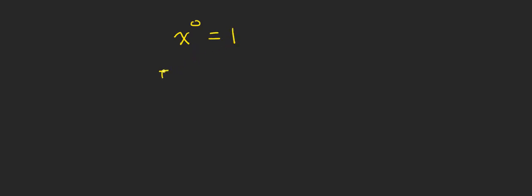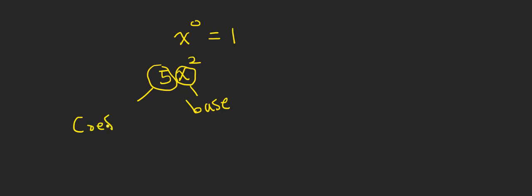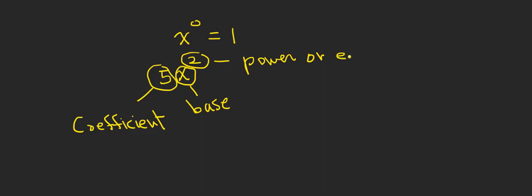And if you have 5x squared, the x right here is called the base. And 5 is called the coefficient. And of course, 2 is called the power or exponent.